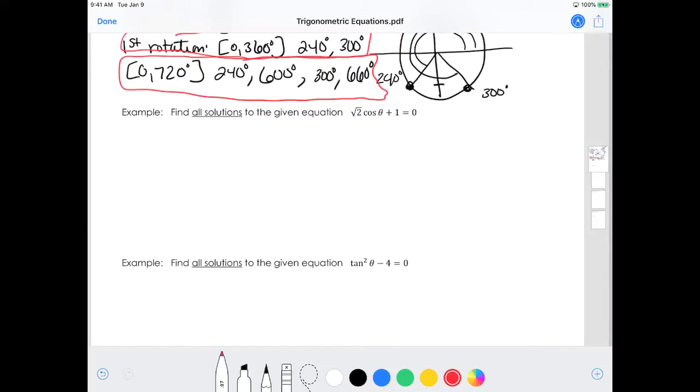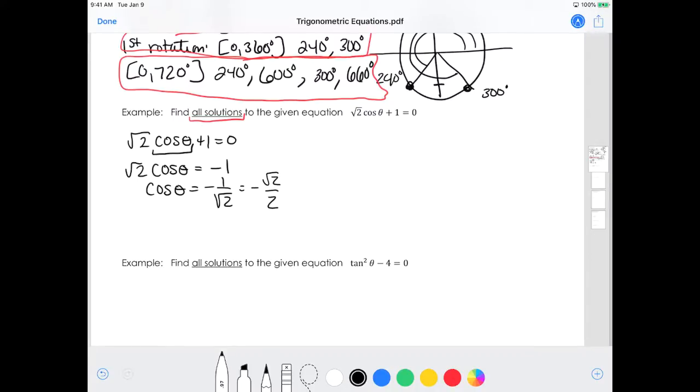Now the next example, it says find all solutions. And notice this one isn't set up like the previous two where the trig function is isolated. So the first thing we need to do is isolate cosine theta. So I'm going to subtract 1 and divide by the square root of 2. And then when I rationalize negative 1 over the square root of 2, I get negative square root of 2 over 2. If I look at my unit circle, you can look at your reference sheet if you want. That'd probably be the easiest thing to do.